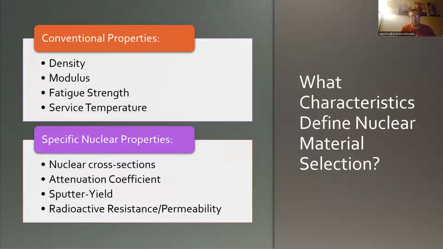Well, we have the conventional properties such as density and modulus. But we also have the specific nuclear properties that are very important, such as the nuclear cross sections, attenuation coefficient, and radioactive resistance and permeability. These properties are very specific to nuclear applications, however, not decreasing the importance of the conventional properties most engineers consider daily.